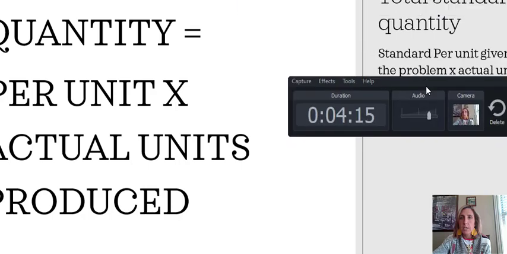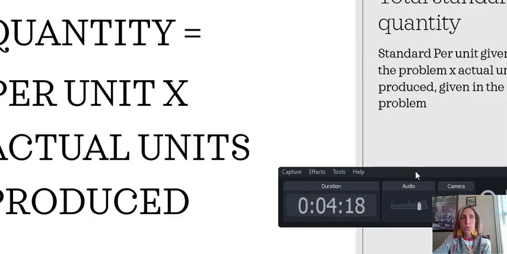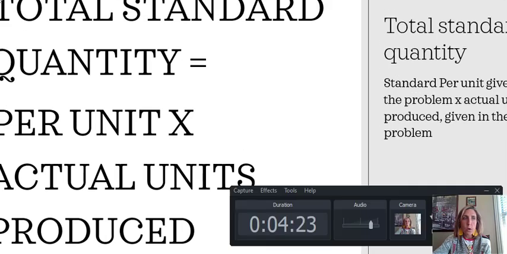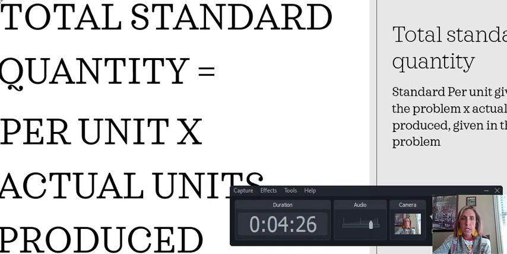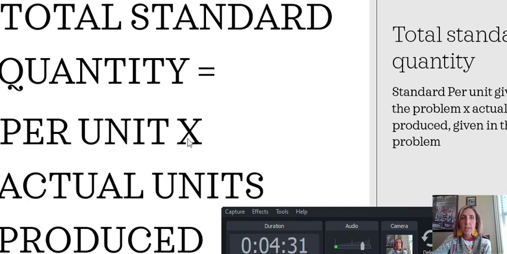This slide talks about how your total standard quantity needs to be calculated. When you are given a standard quantity, it will be per unit. Therefore, you need to multiply the number of units given in the problem by that per unit standard quantity. The standard quantity will need to be calculated. Again, find the actual number of units produced and multiply it by the standard per unit quantity given.